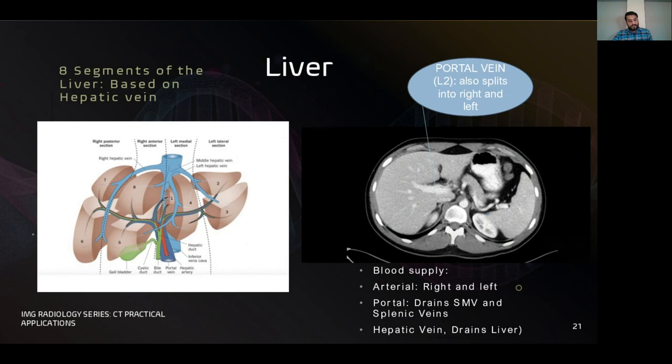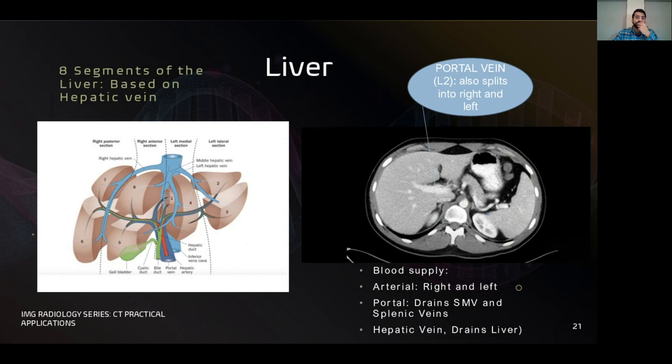Now, in terms of the segments, the functional left lobe is segments 1 to 4, and then segments 6 to 8 are the functional right lobe. Segment 6 is a little bit more posterior compared to the other segments, essentially. But these are the branches of the hepatic vein that splits it up. And underneath you have the gallbladder.